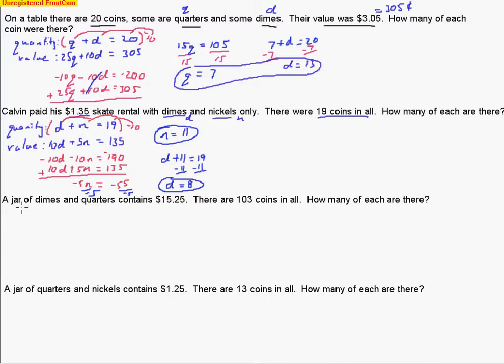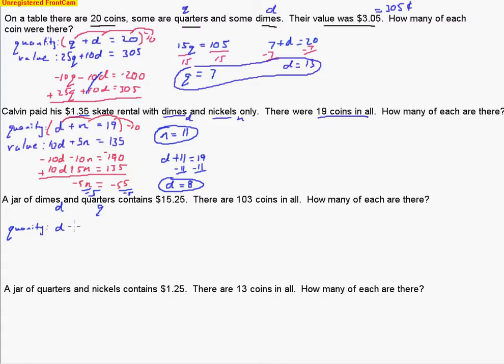Next one here is a jar of dimes and quarters, contains $15.25, 103 coins in all. How many of each are there? Well, we don't know the number of dimes, so that's D. Number of quarters is going to be Q. So we set up our quantity and our value equations. Let's start with the quantity equation.